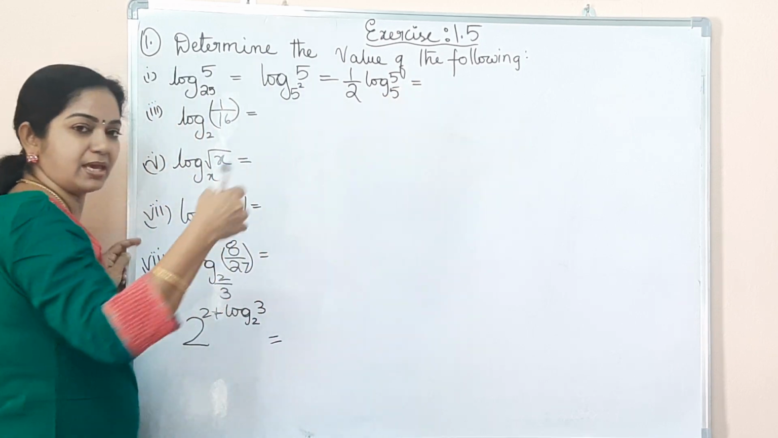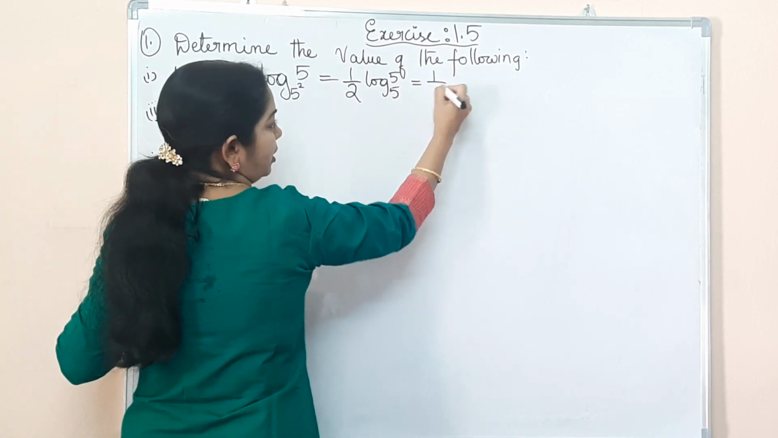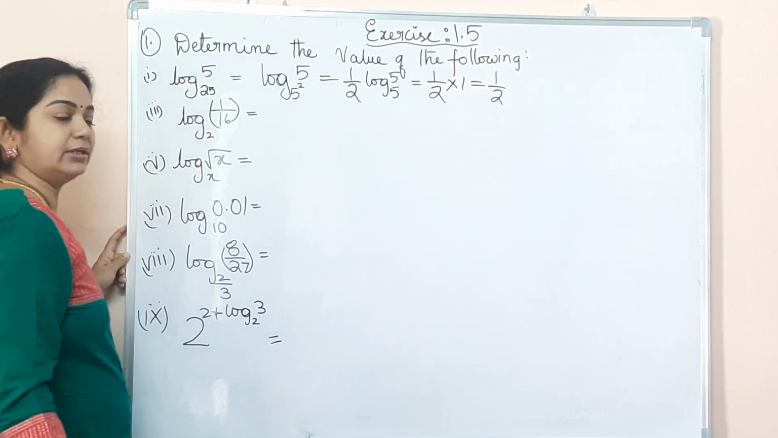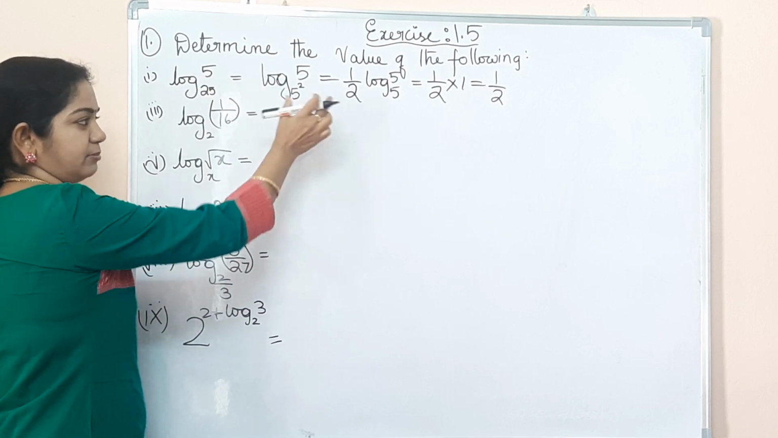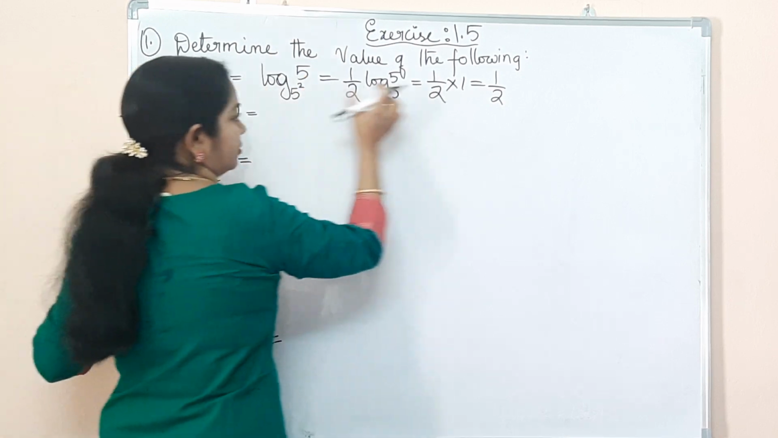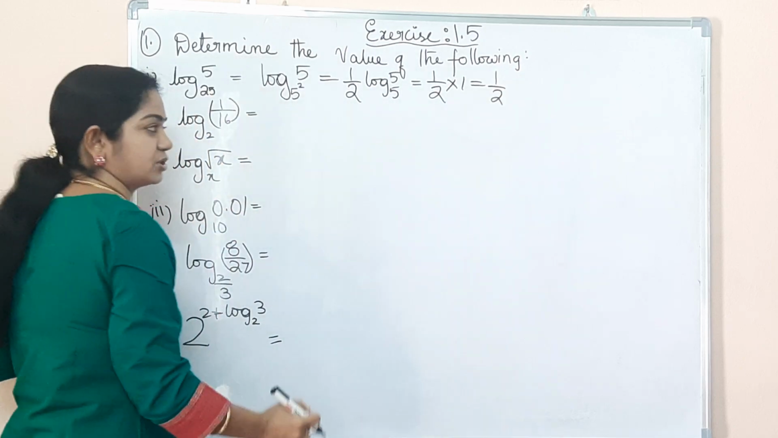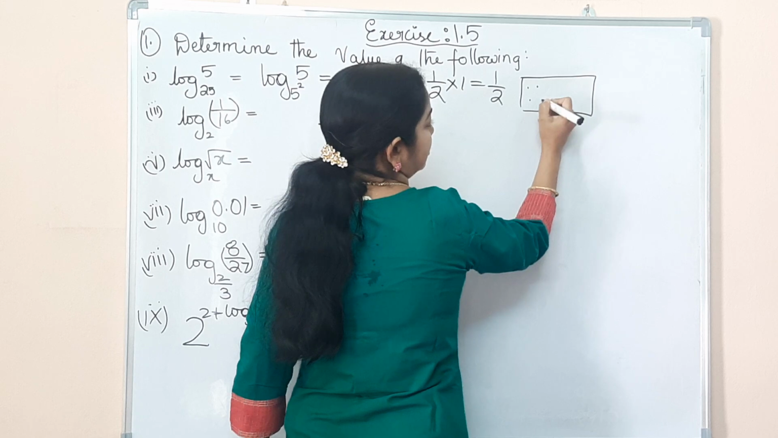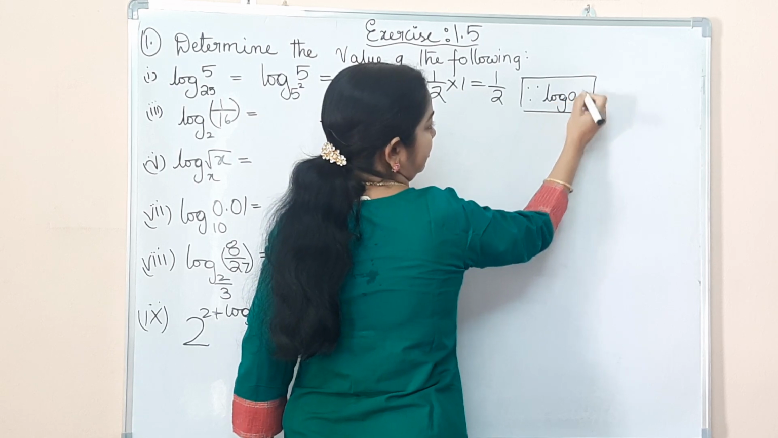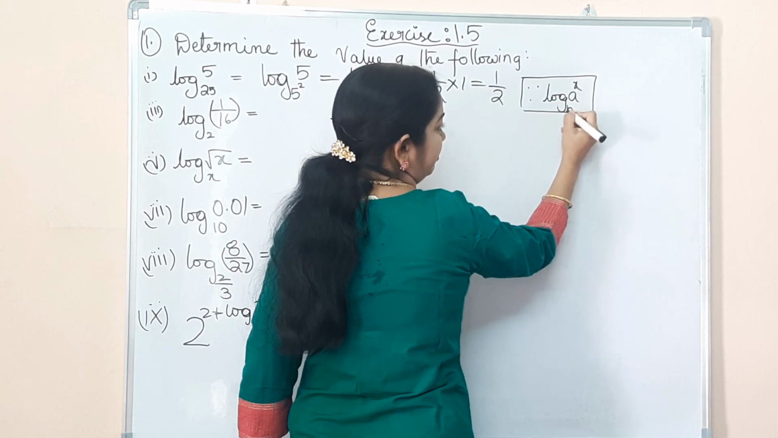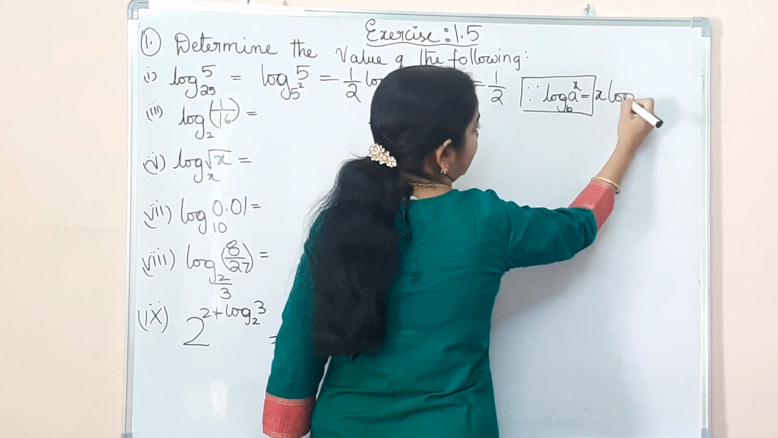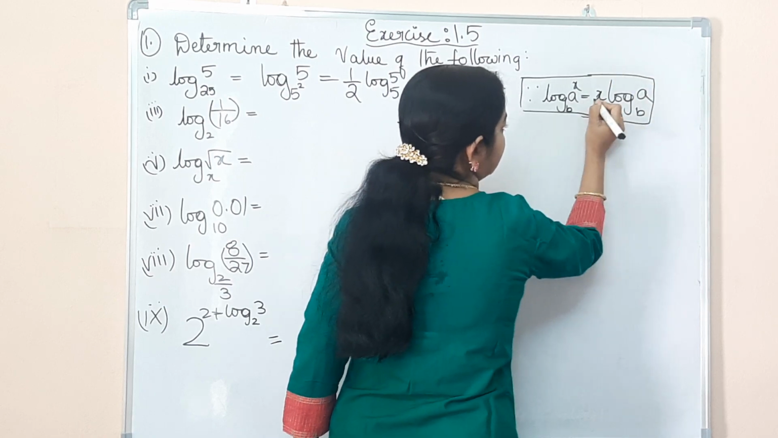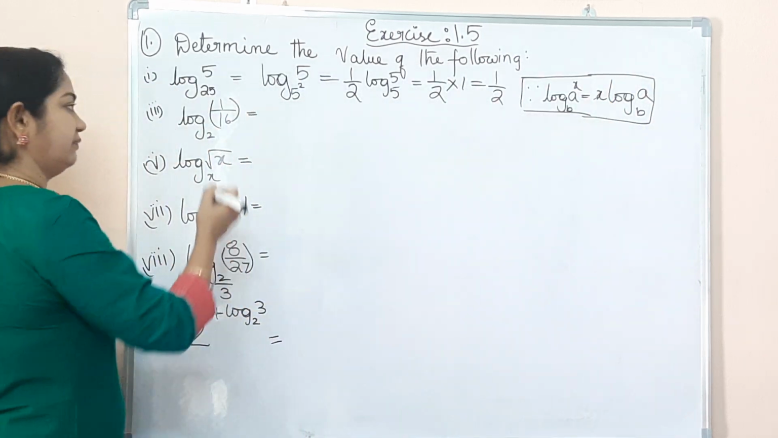So, what is log a base a? Equal to 1. So, 1 by 2 into 1 comes up to 1 by 2. If it is a 1 mark question, you can also write the rule, mention what rule we have used: log b to the power of x, or something, is equal to x log b base a. You can mention the rule also. It will be impressive.